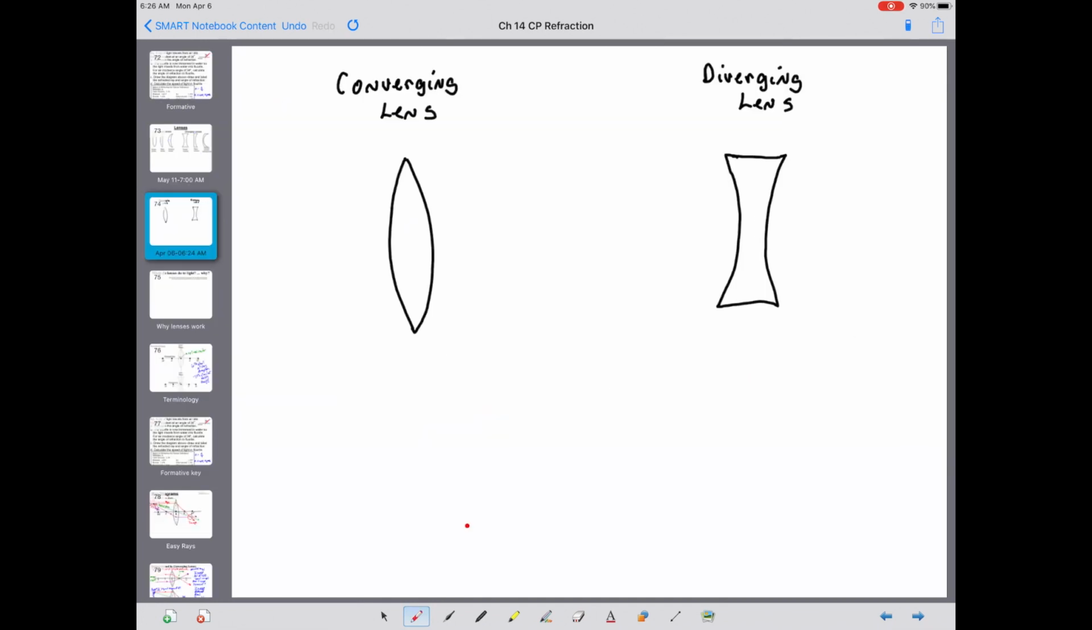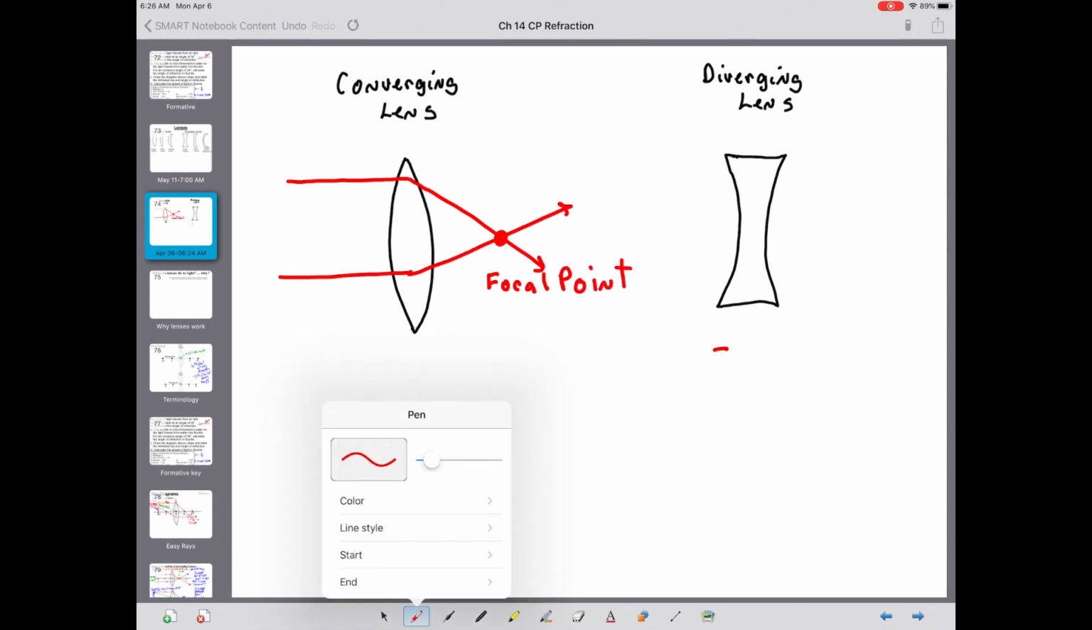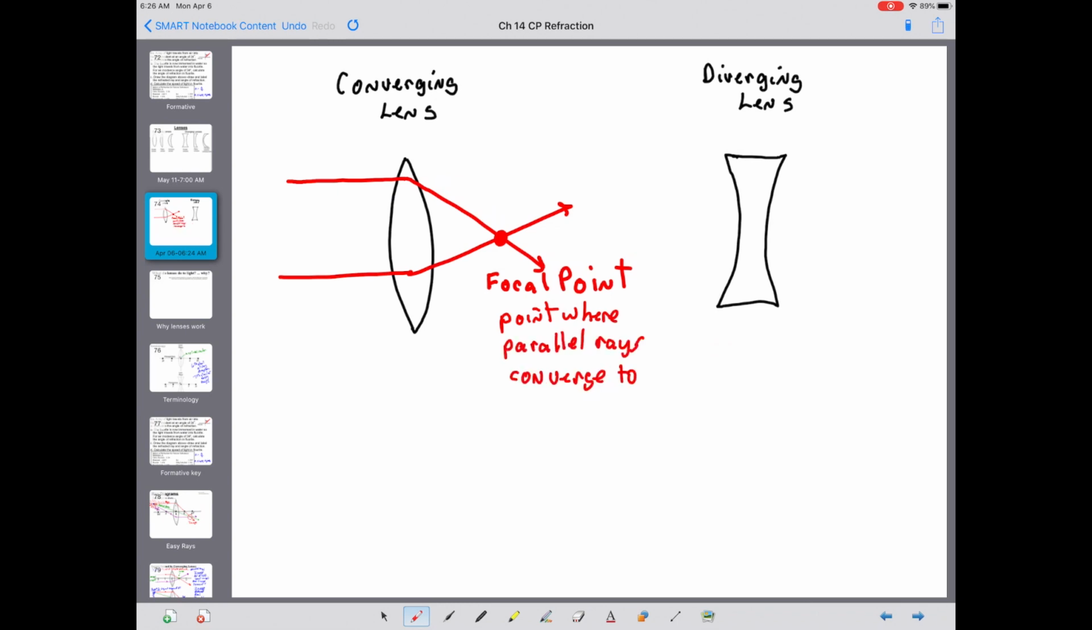Now, introducing a little bit of terminology. On your converging lens shape, we saw in the demonstration that the rays of light passed through the lens and they came down to a more central point. That central point where those rays converge to is going to be the focal point. The focal point of the lens is the point where parallel rays converge to.